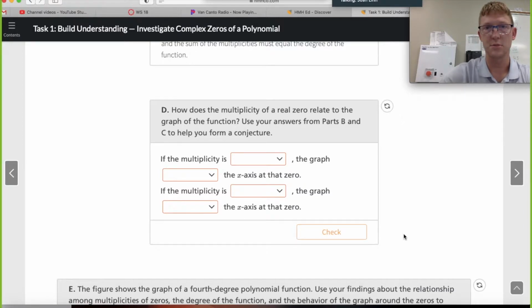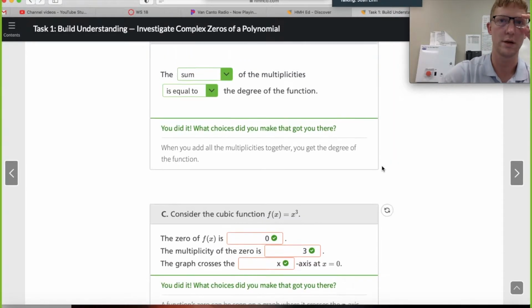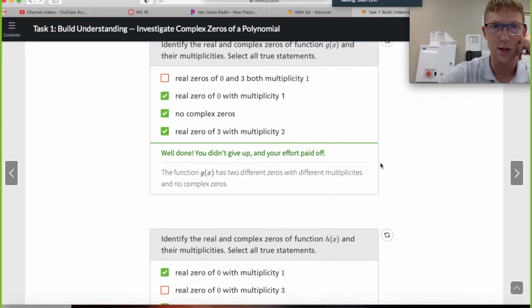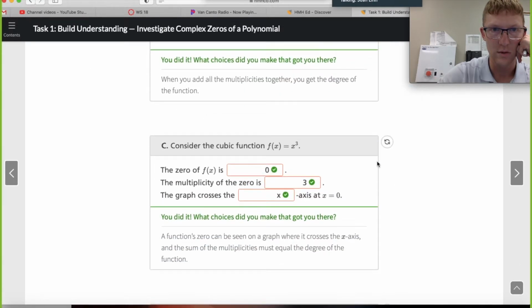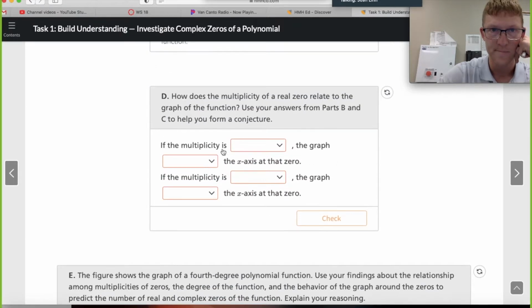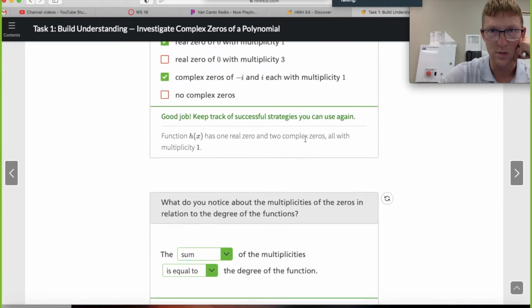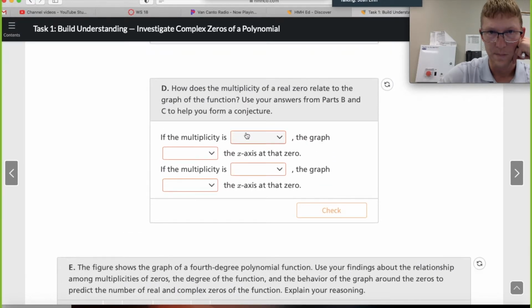So how does the multiplicity of a real zero relate to the graph of the function? Use your answers from parts B and C to help you form a conjecture. Wow, conjecture. From parts B and C, where are those at? B, so those are all those. C. So the multiplicity, we're talking about x cubed, is odd.